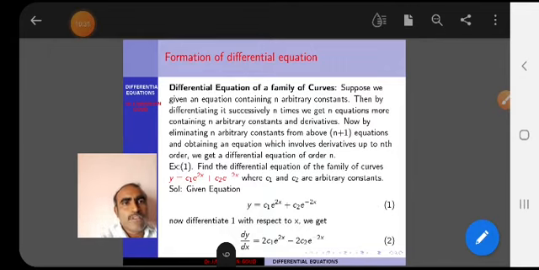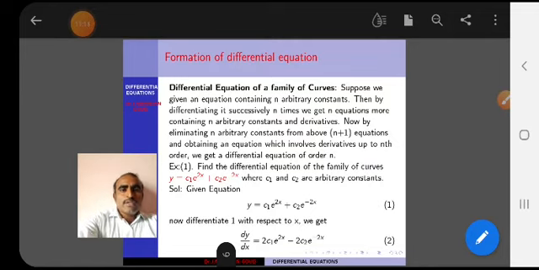First, given a family of curves containing n arbitrary constants, differentiate the given equation n times. You will get n equations. These n equations and the given equation make n plus 1 equations. Among the n plus 1 equations, eliminate the arbitrary constants. You will get an equation which involves derivatives, that is the differential equation. Particularly, the order of the differential equation is n. If you have n arbitrary constants, you will get an nth order differential equation. If you have two arbitrary constants, you will get a second order differential equation.